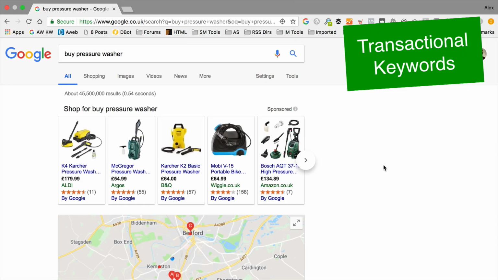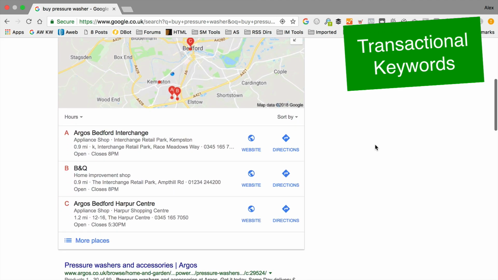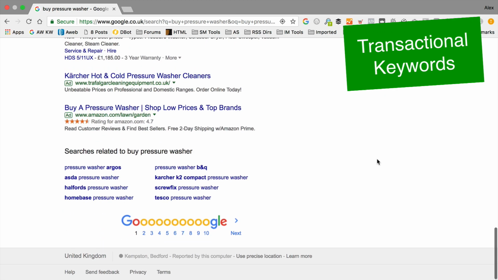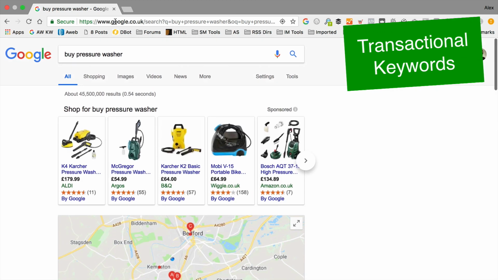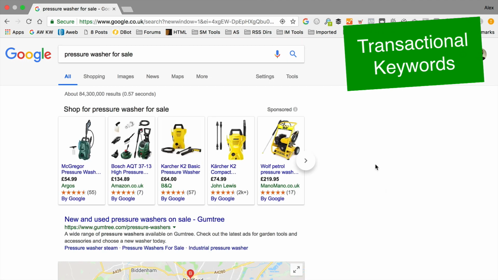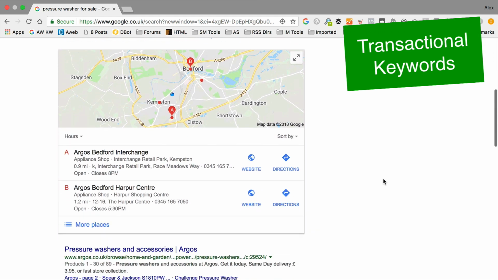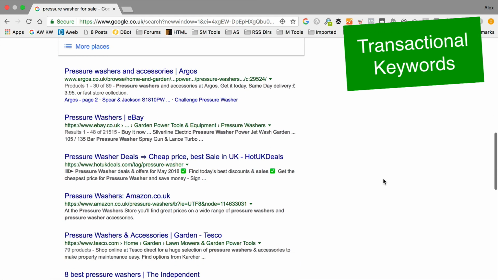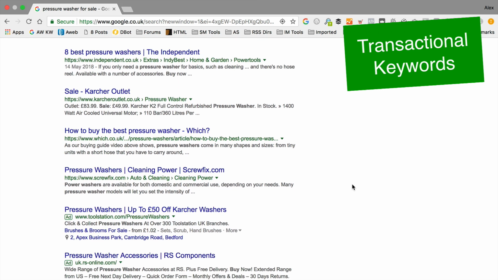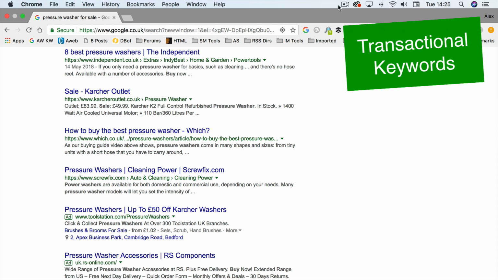There are some other types of transactional keywords, and these keywords tend to include words like buy or for sale, that kind of thing. Now, these keywords might look good on the surface because they are showing some serious buyer intent by using words like buy and for sale. However, you'll find that when you look at the results, they generally show local results if there are local retailers that offer whatever it is you're searching for. And then it's generally big brands and authority sites that are coming up, and you would find it very difficult to compete with these. So in my personal opinion, I think it's best to avoid these type of transactional keywords.